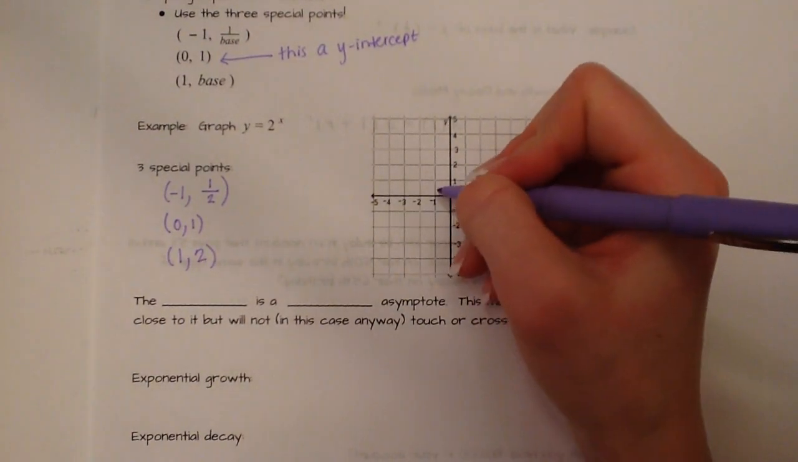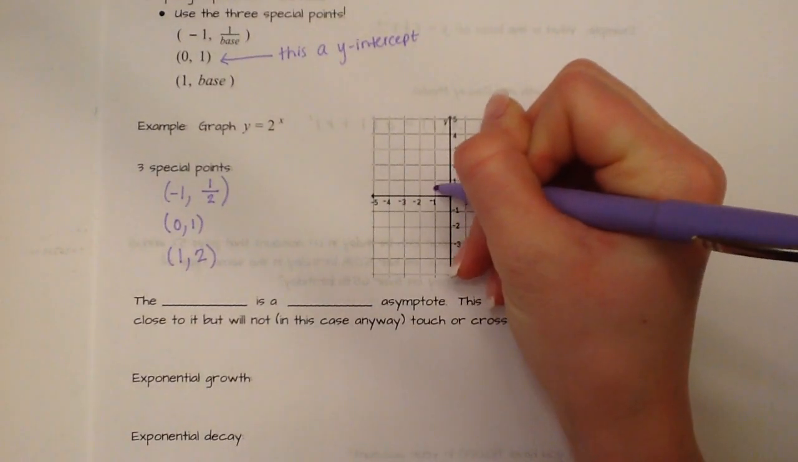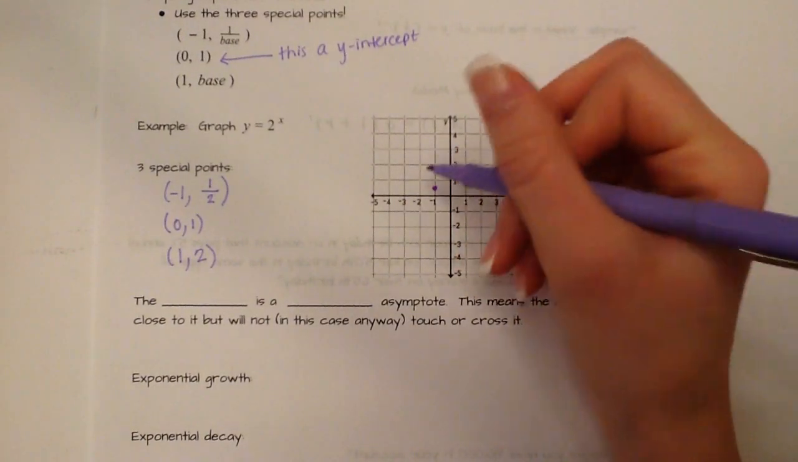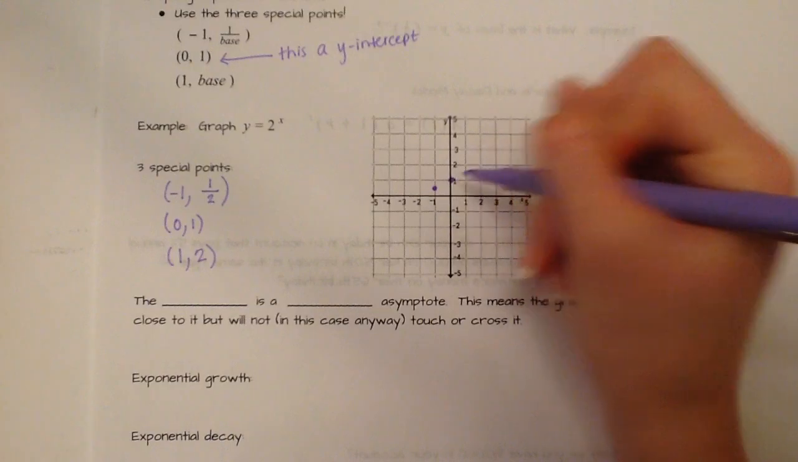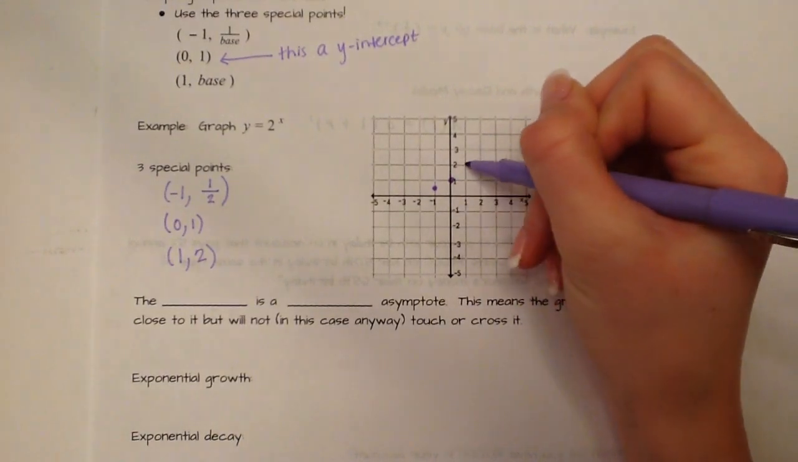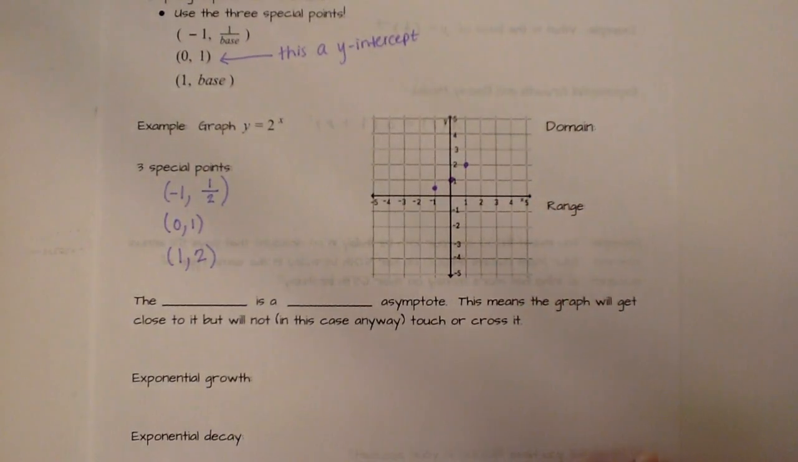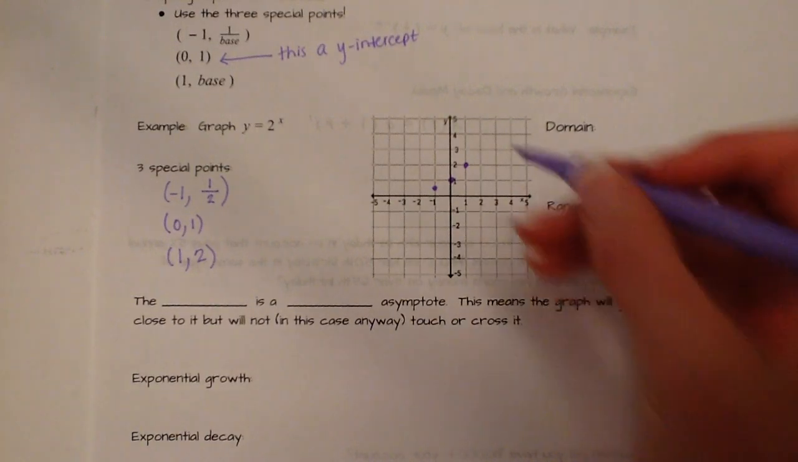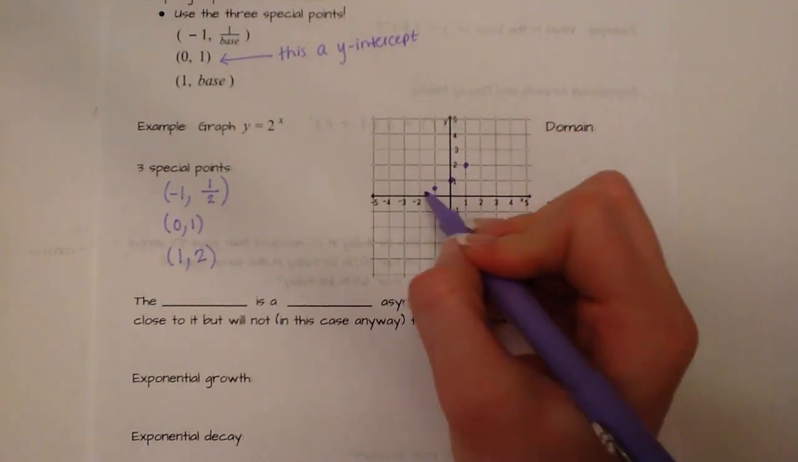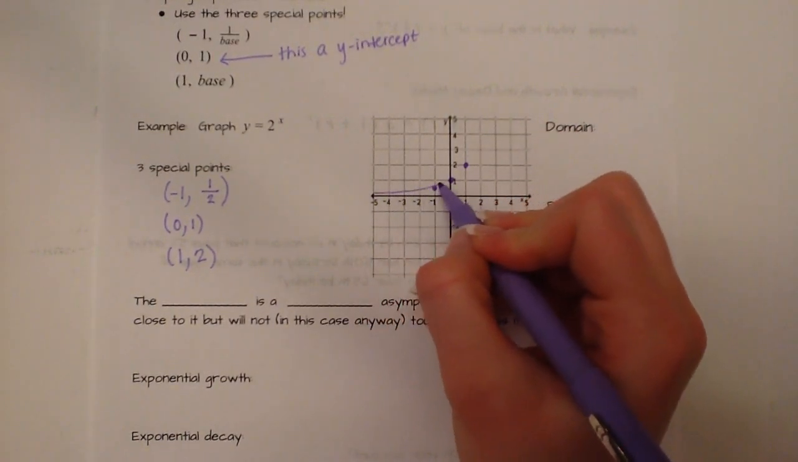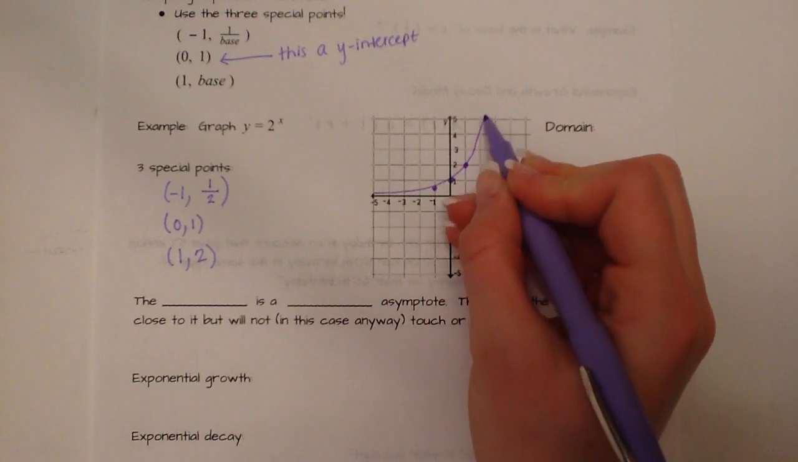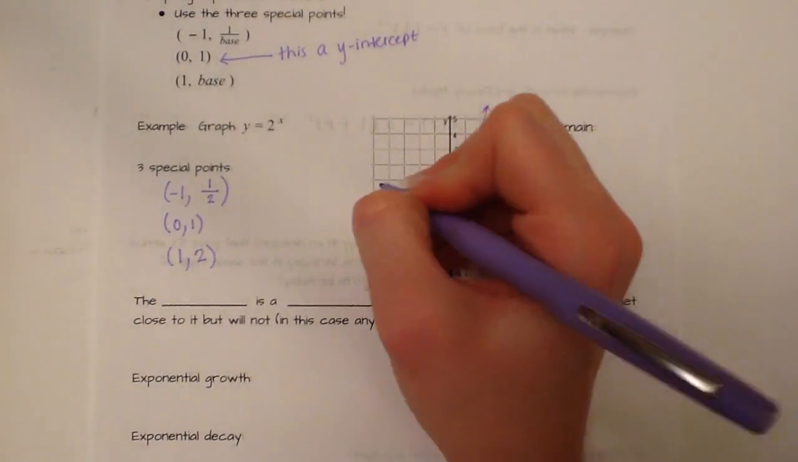So we have -1, 1/2. We have our y-intercept at 0, 1. We have a point at 1, 2. So it's going to look something like that.